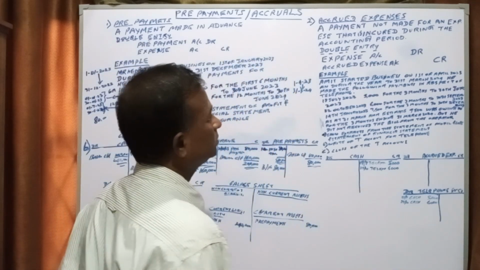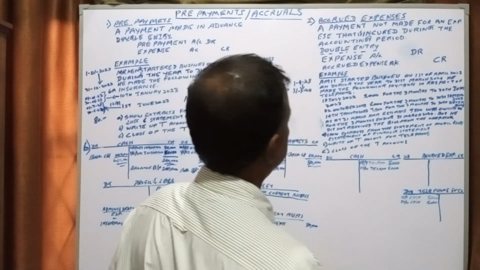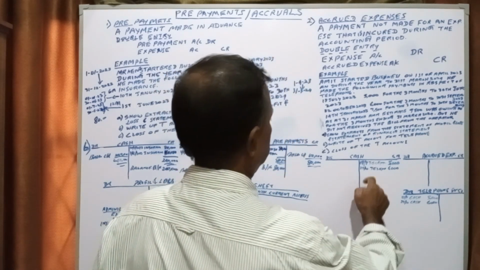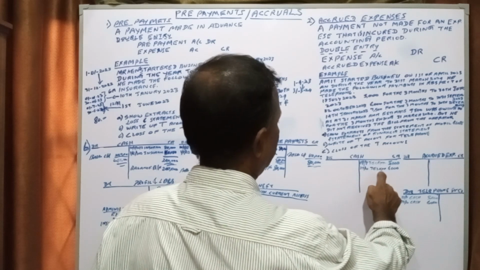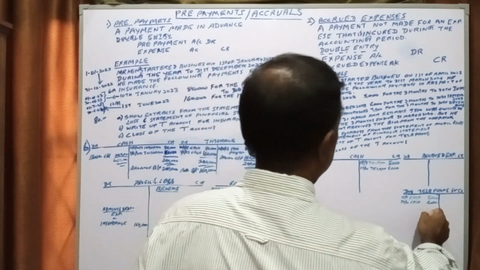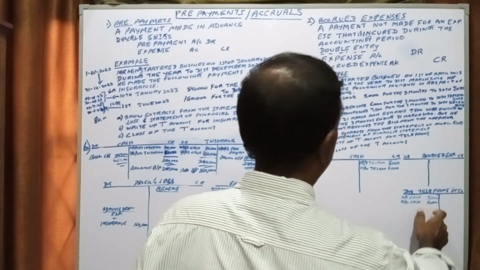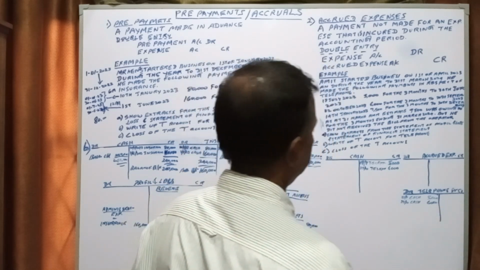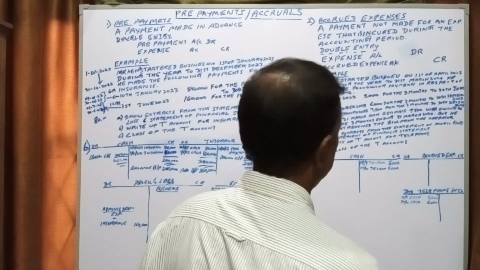Here, on October 22nd, they are paying the telephone charges for the last 3 months, 6,000 and 6,000 up to September, right? For the months ending up to September, 6,000.